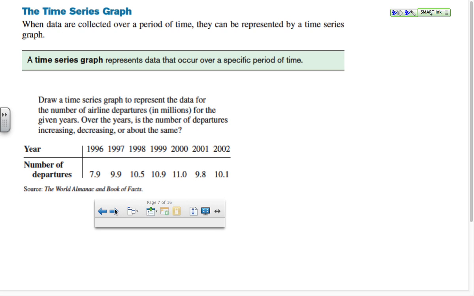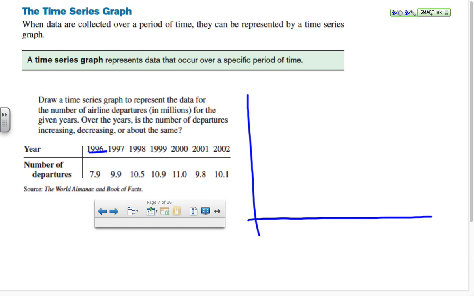All right, time series graph. Time series goes over time. Usually, when we draw a time series, we won't always put the years in there, like 1996. You'll just start it with year 1, year 2, year 3, and so forth. You can put years in there if you want, but sometimes that has a tendency to take more space than necessary. So let's go ahead and draw a time series graph.